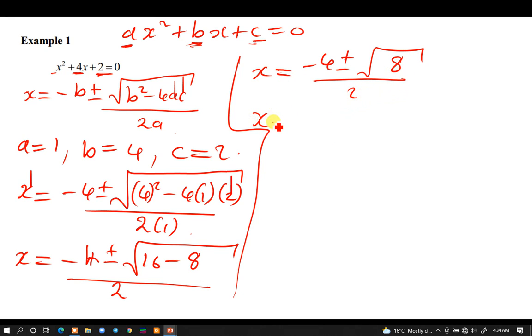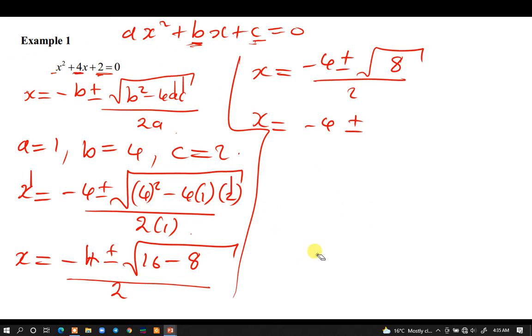So x can also be written as negative 4 plus or minus the root of 8, and the root of 8 can also be written as the root of 2 times 4. So this can also be written as the root of 2. Okay, let me just write it properly so that you see what I want to achieve.